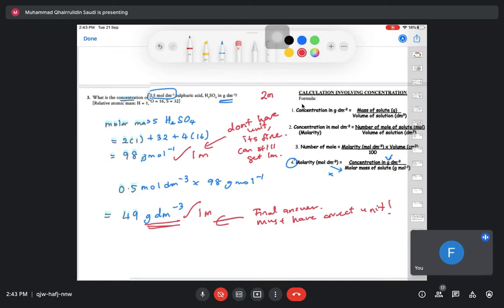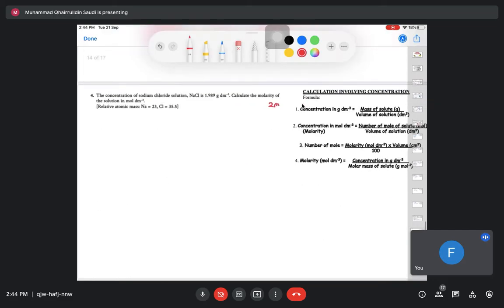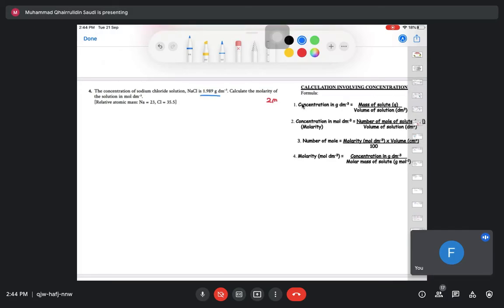Okay, good. Next one, number 4. The concentration of sodium chloride solution is 0.989 gram per dm cube. Calculate the molarity of the solution in mole per dm cube. We will be using formula number 4. As usual, formula number 4 has molar mass, so we calculate the molar mass first. Molar mass of NaCl will be 23 plus 35.5, it will be 58.5 gram per mole.